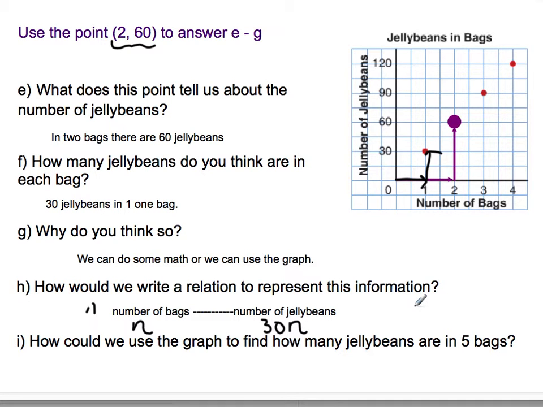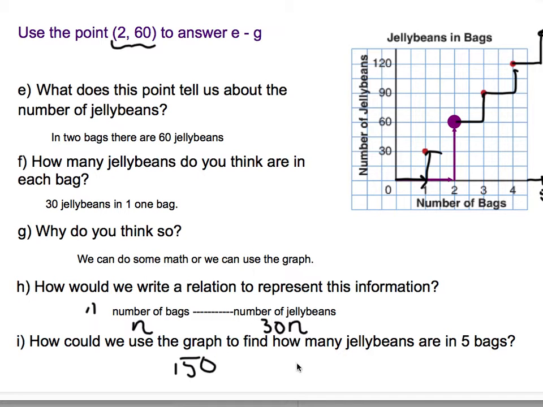How can we use the graph to find out how many jelly beans are in 5 bags? Well, we can use a pattern. We would go 2 over and 2 up, noticing that it's always 2 over and 2 up. So we would actually have to extend the graph 2 over and 2 up. We would find that 5 bags would be 120 plus another 30, so 150. We would actually have to extend the graph.